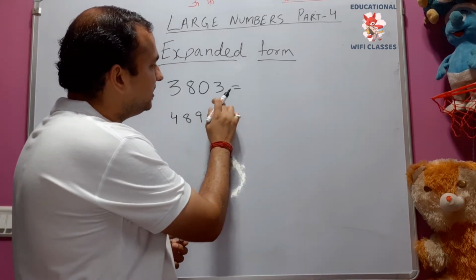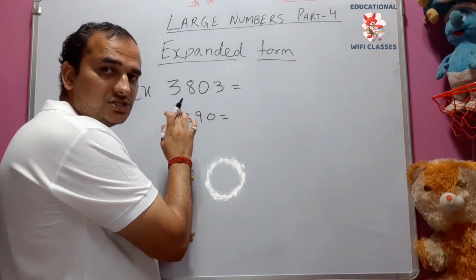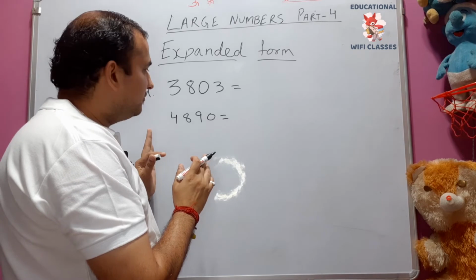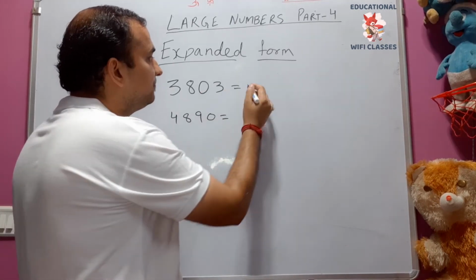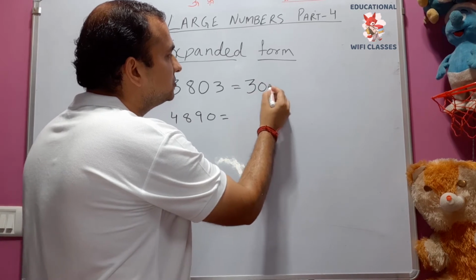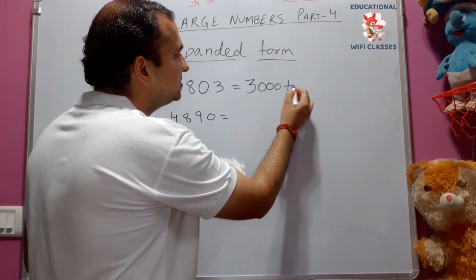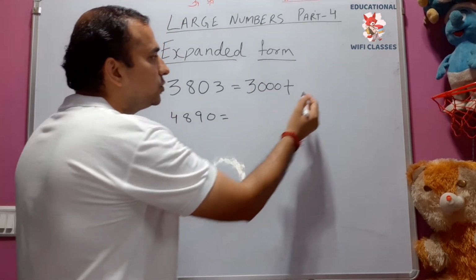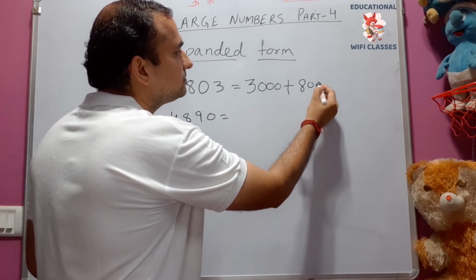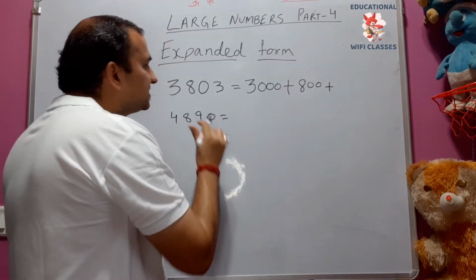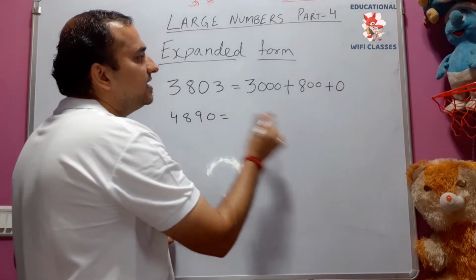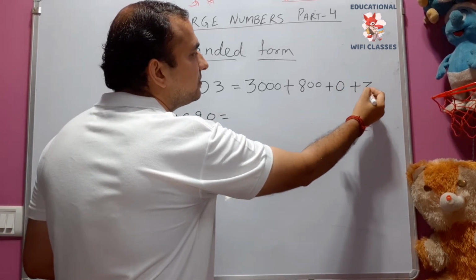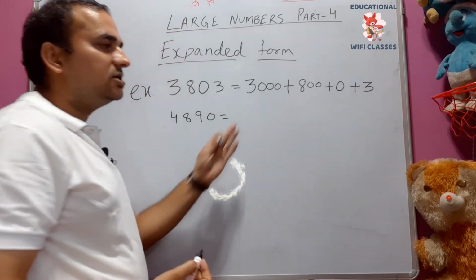So how are we going to write down whatever is on the thousands place? We will always start with the left hand side. So whatever is on the thousands place, we will start with that one. So 3, so we write down 3000 plus, next is 8, so we write down 800 plus, next is 0 on the tens place, so we write down 0, and in the last we have 3, so we just copy this 3 as it is.